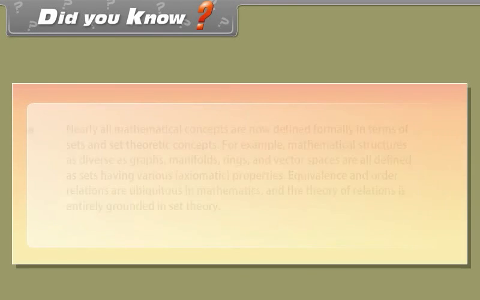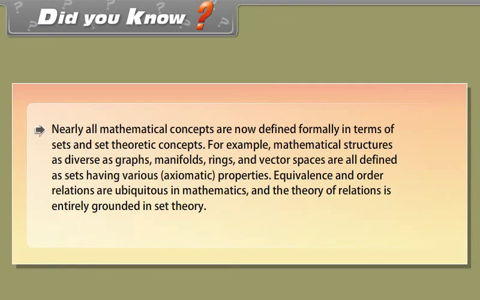Did you know? Nearly all mathematical concepts are now defined formally in terms of sets and set-theoretic concepts. For example, mathematical structures as diverse as graphs, manifolds, rings, and vector spaces are all defined as sets having various axiomatic properties. Equivalence and order relations are ubiquitous in mathematics, and the theory of relations is entirely grounded in set theory.